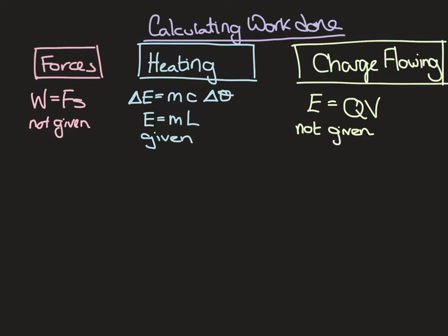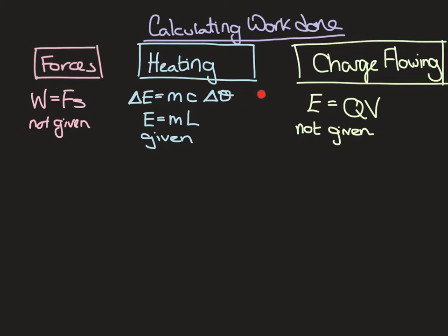If we're looking at work being done by heating, we have got two possible equations that we might use. We could use the change in energy. Remember, this triangle here is the mathematical symbol delta, so it means the change in. So this equation reads as the change in energy is equal to the mass times the specific heat capacity times the delta symbol again, so the change in temperature. So that's one equation. There's also another equation.